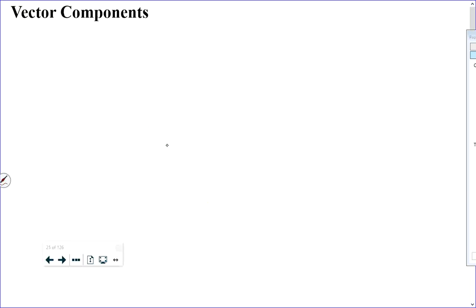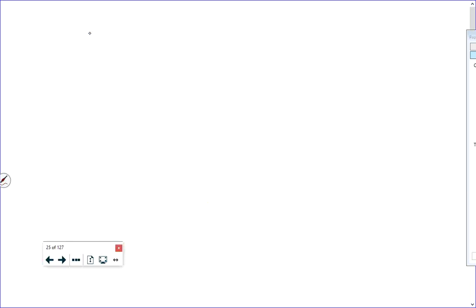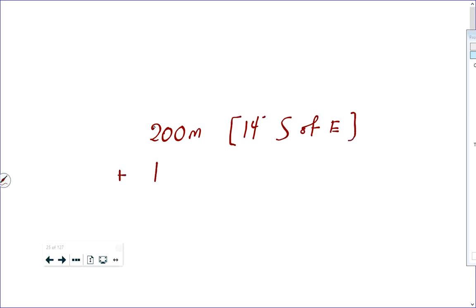That's the answer. Well, let me provide some context here. If I said to you that you want to add 200 meters, 14 degrees south of east, you want to add 180 meters, 47 degrees north of east. You can write this down if you like, but I'm not going to go anywhere with it.